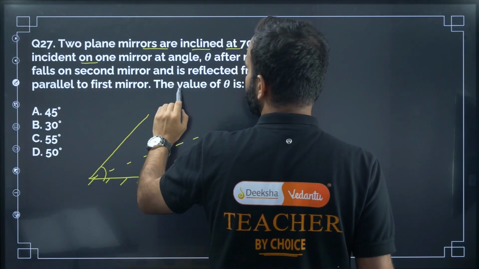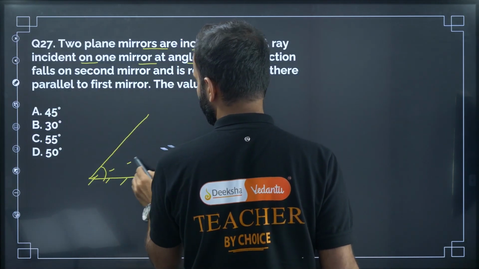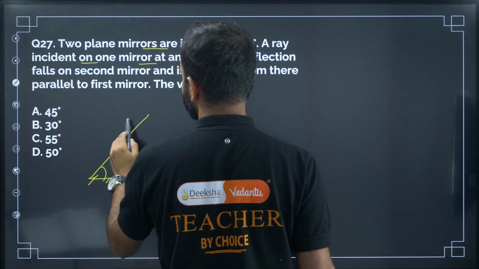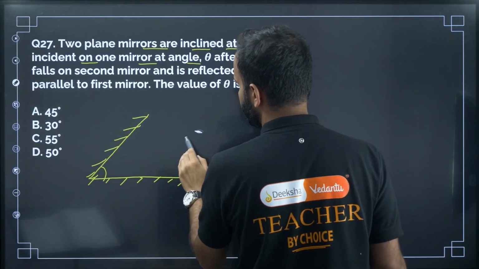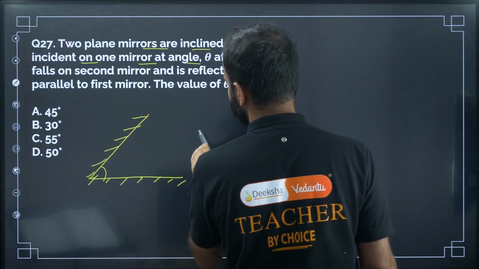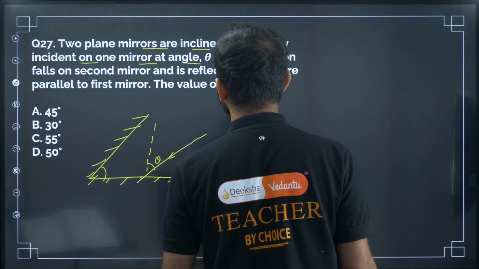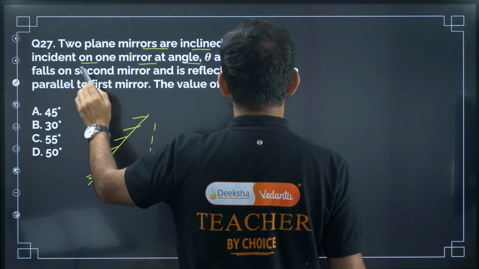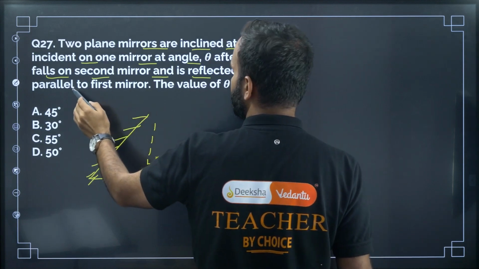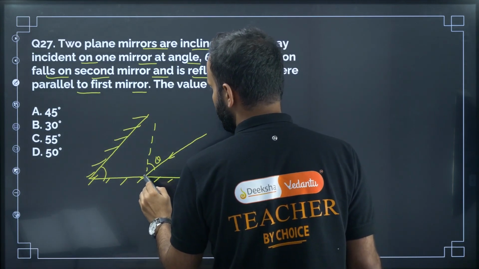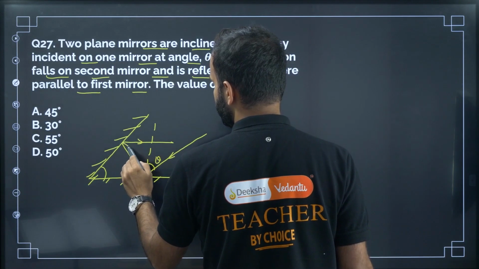A ray is incident on one mirror at an angle theta. So this is the ray, and the angle of incidence is theta. After the reflection, it falls on the second mirror and is reflected from there parallel to the first mirror. So the ray is parallel to the first mirror, right?